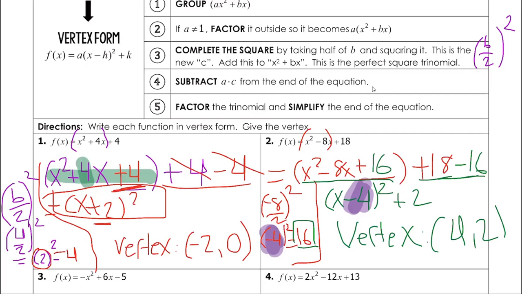We're going to see in problems 3 and 4, when we deal with a coefficient, it changes things a little bit. We got to be a little bit more mindful about what we're doing.